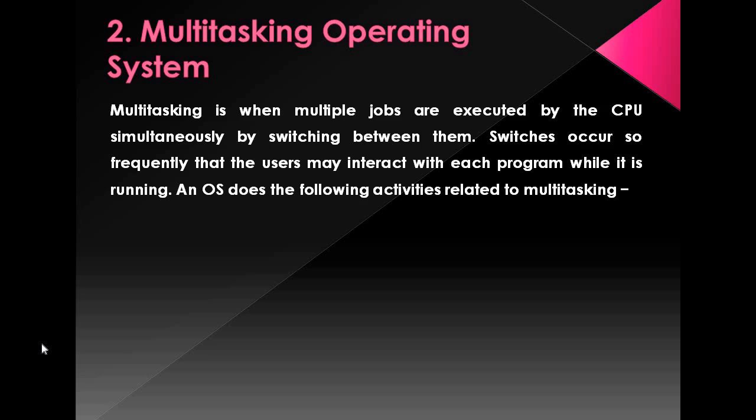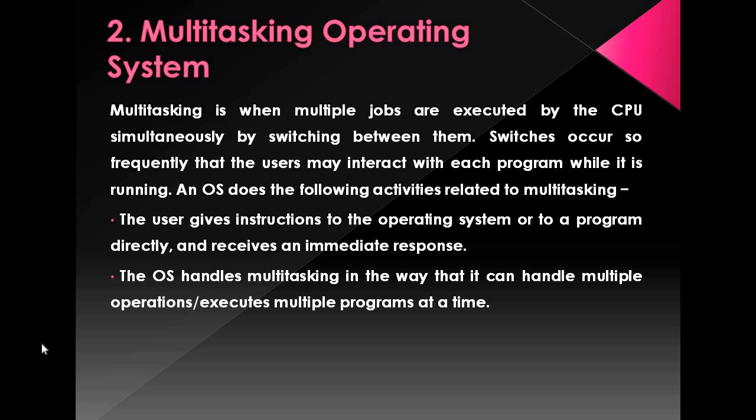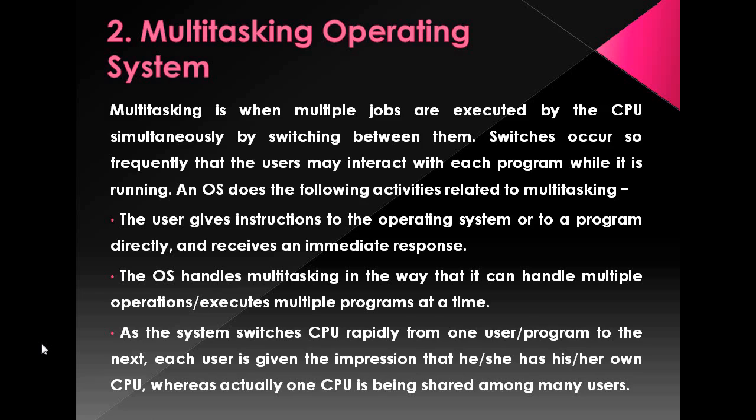An operating system does the following activities related to multitasking. The user gives instructions to the operating system or to a program directly and receives an immediate response. The operating system handles multitasking in the way that it can handle multiple operations, executes multiple programs at a time. As the system switches CPU rapidly from one user to another, each user is given the impression that he or she has its own CPU, whereas actually one CPU is being shared among many users.